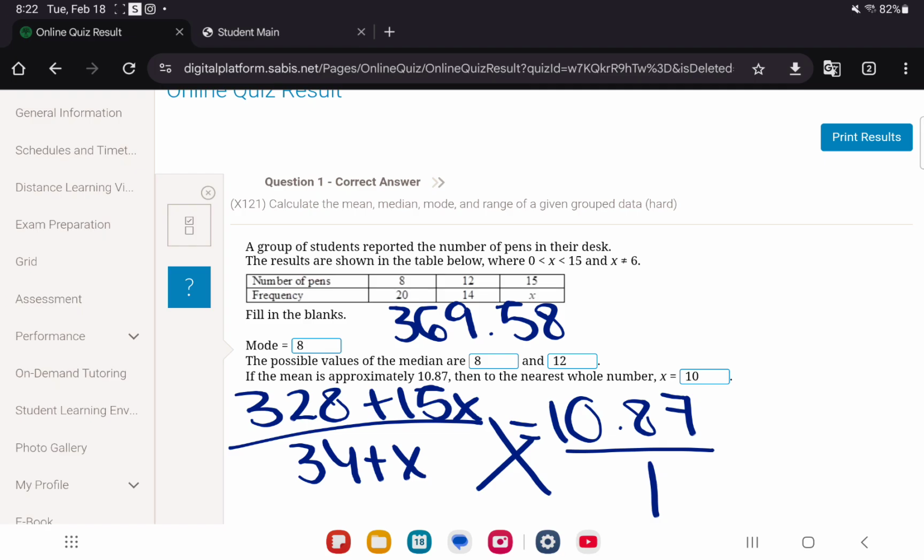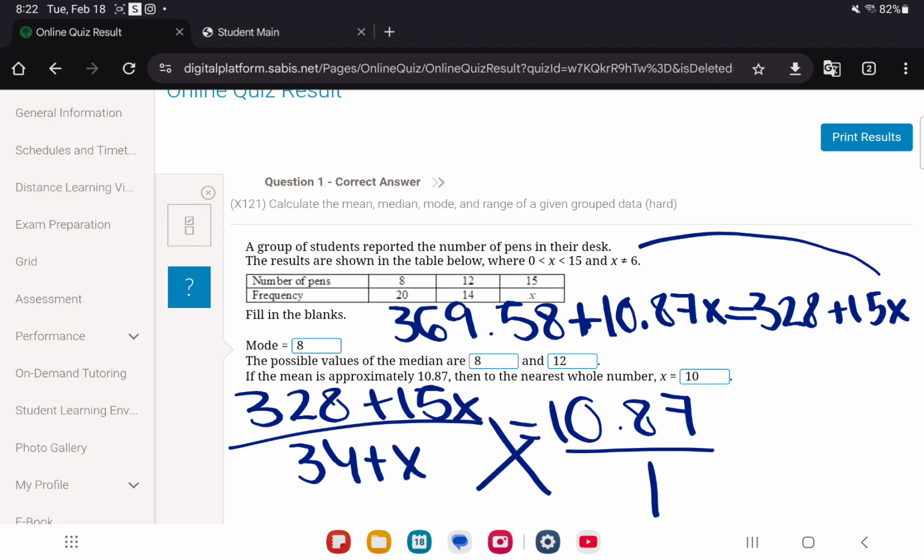Okay, and then plus x, 10.87 times x is 10.87x. So 10.87x equals 328 plus 15x. Now we can move the x's to one side. Okay, so we can move this x to here, and then this number to here.